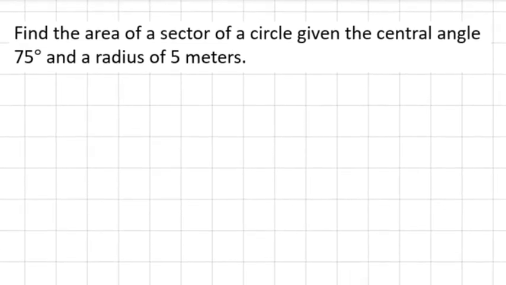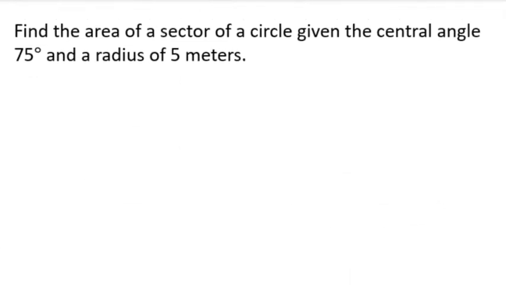Now, meron tayo dito ngayon, find the area of a sector of a circle given the central angle 75 degrees and a radius of 5 meters. Para ma-solve natin yan, i-apply natin, since given naman na area of a sector, so ang formula ng area of a sector, kahit di lang natin i-drawing ulit, pero kung gusto nyo i-drawing, pwede naman. So yung i-apply natin ngayon, area of a sector is equal to 1/2 r squared theta.